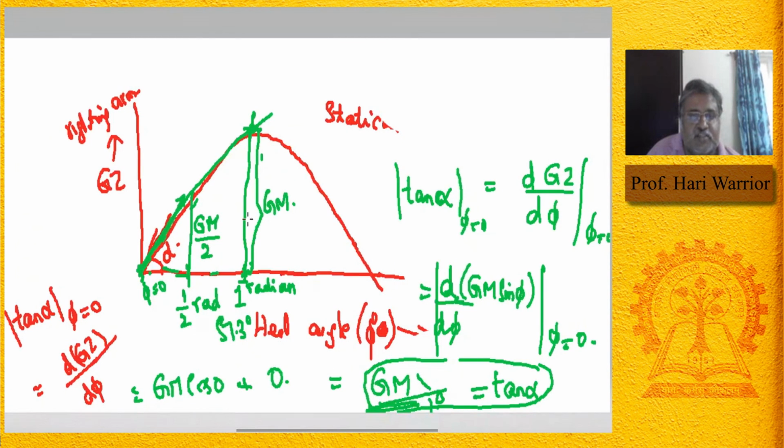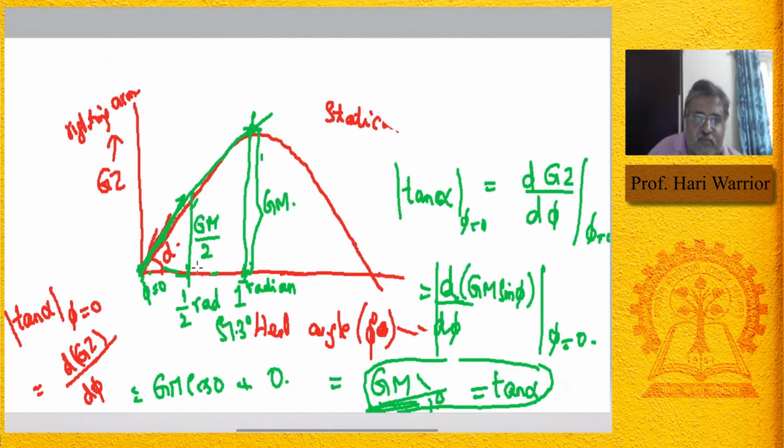These are two similar triangles. GM by 2: if this is 1 radian, then this is a half radian. You can do it a GM by 4, which is equal to 1 by 4 radian, and the ratio between that will again give this. When you connect that point to the origin, it will again give you the tangent to that curve at that point, phi equal to 0.